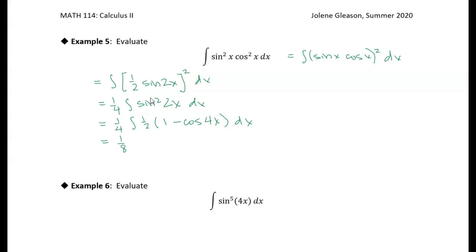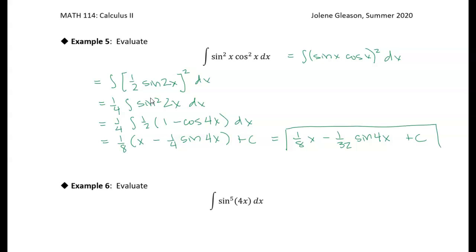And the integral of 1 is x. The integral of cosine of 4x is going to be 1/4 sine of 4x plus c. So that's basically it. I could rewrite it as 1/8 x minus 1/32 sine of 4x plus c if I want to, but either way is just fine. So I'll call this my final answer.